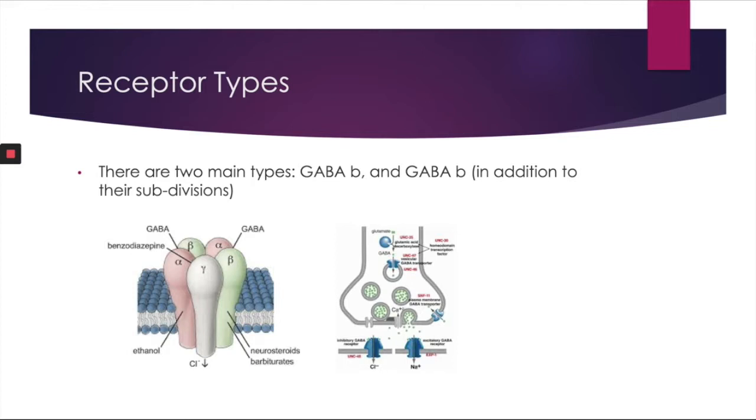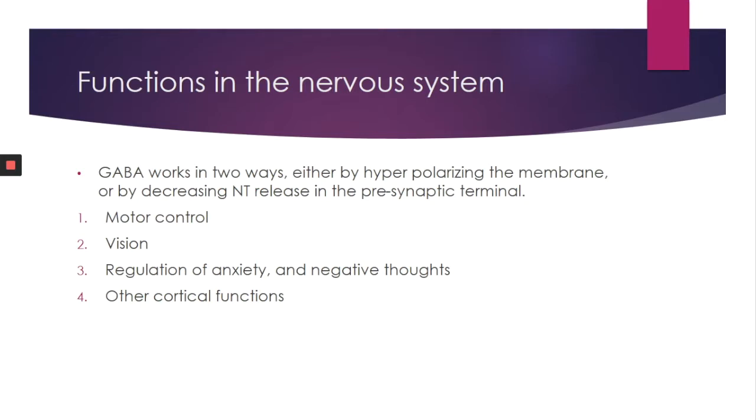GABA B, on the other hand, is G protein coupled. As the name suggests, the G protein coupled receptors interact with a nearby G protein when activated by a transmitter. This activation causes a conformational change in the receptor. G proteins are proteins in the plasma membrane with the ability to bind GTP, guanosine triphosphate, and GDP, guanosine diphosphate, both of which are molecules that usually act as signaling molecules.